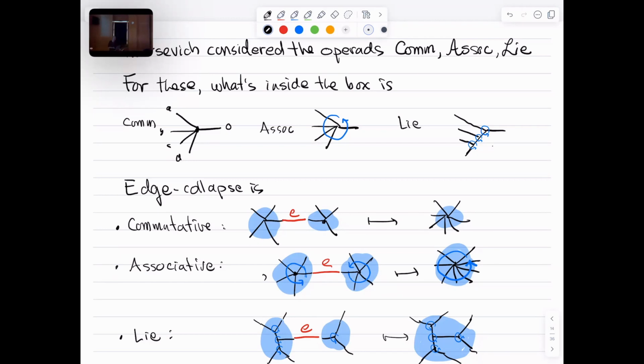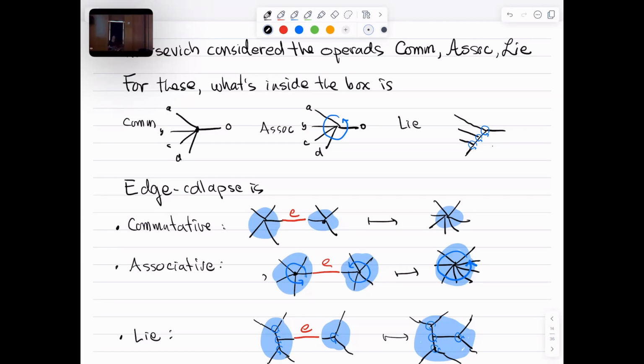The associative operad, what I put in the black box, is also a graph, but it's got a cyclic order to it. So when I put things into the input slots, they come out the output slot, and it does matter which order I put them in. So that's why I've got a cyclic order, A, B, C, D, E. I can associate them any way I want, but I can't change their order. So that's the associative operad. It models associative operations in algebras.